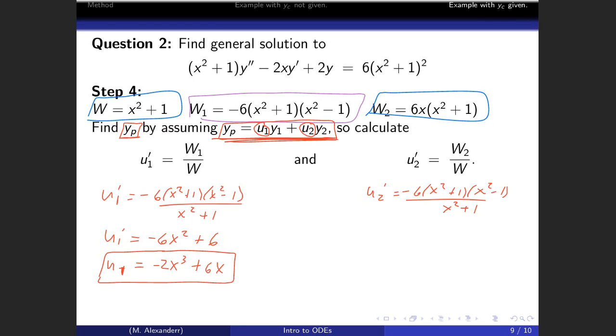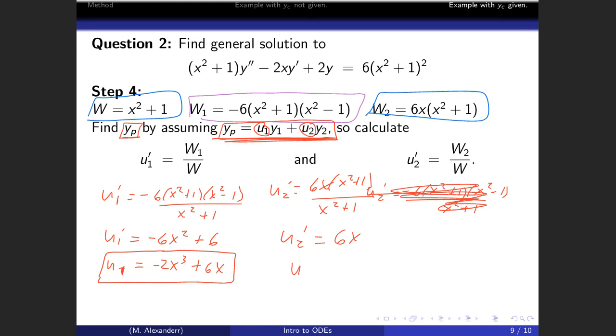Oh, I wrote the wrong thing here. Okay, so this is not u2. Let me try this again. So the u2 prime, we write down the w2. So this is 6x and then x squared plus 1 divided by x squared plus 1. So this is actually easier. So u2 prime is equal to just simply 6x.